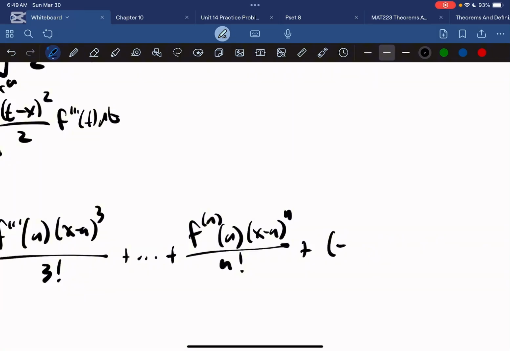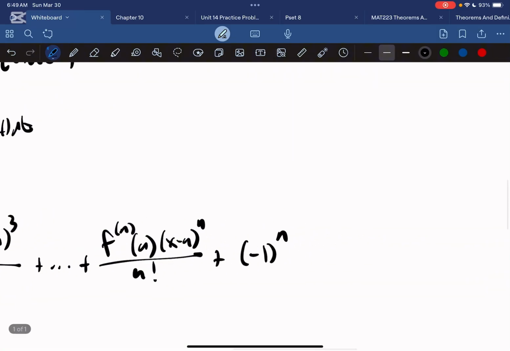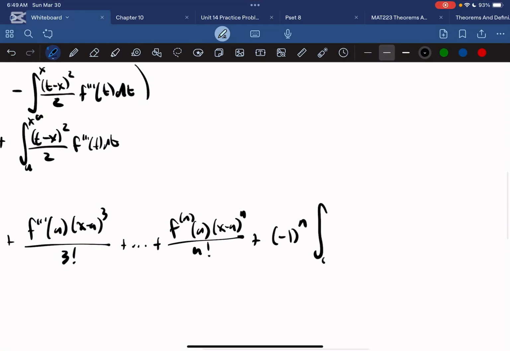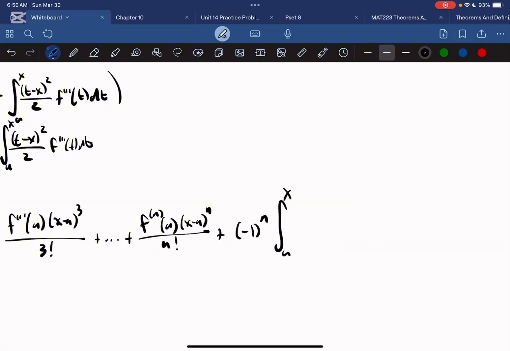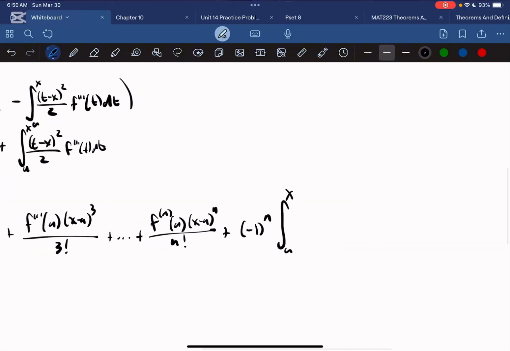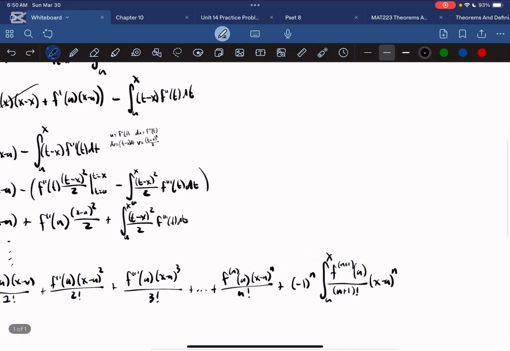And at the very end, we'll have this term. We'll either plus or subtract something. The textbook proves it by induction, but I really don't feel like doing that. And this term is f n plus 1 at a over n plus 1 factorial x minus a to the n plus 1. Or sorry, to the n. Right, because, yeah.